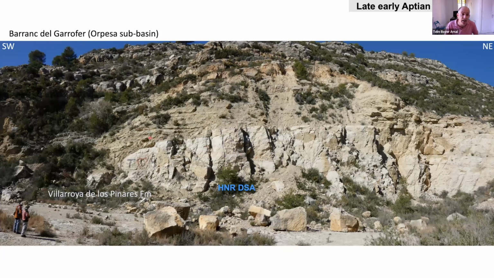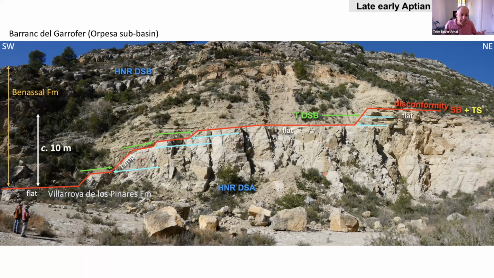This is the Barranc del Garrofer quarry. These are aggrading highstand platform top carbonates with rudist and corals of the depositional sequence A of the Villarroya de los Pinares formation. And again, these two sets of arrows are marking a truncation that shows those flats and ramps, similar to what we have seen in the western margin of the Maestrat Basin, and above these incised valleys, which in this outcrop, this preserved outcrop is around 10 meters, was backfilled during the next transgression.